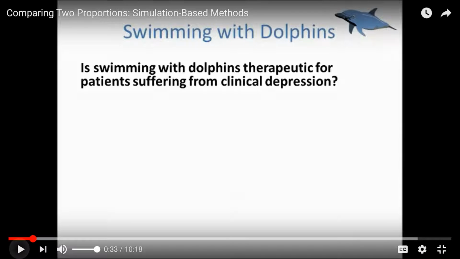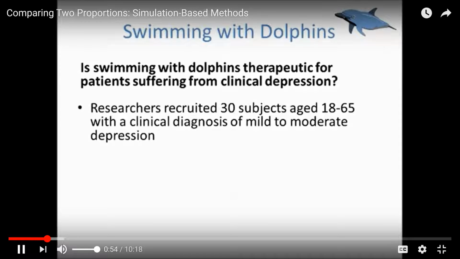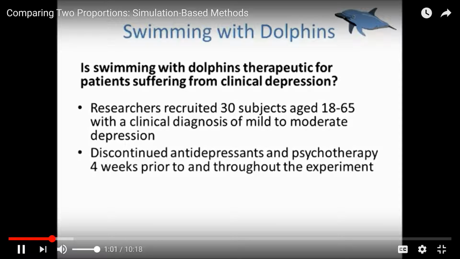Is swimming with dolphins therapeutic for patients suffering from clinical depression? To answer this question, researchers wanted to focus on whether or not swimming in the presence of dolphins helped some depression patients improve at a higher rate than other individuals in similar circumstances who did not swim with dolphins. The researchers recruited 30 subjects aged 18 to 65 with a clinical diagnosis of mild to moderate depression. The subjects were required to discontinue any antidepressant drugs or psychotherapy 4 weeks prior to the experiment and throughout the experiment.